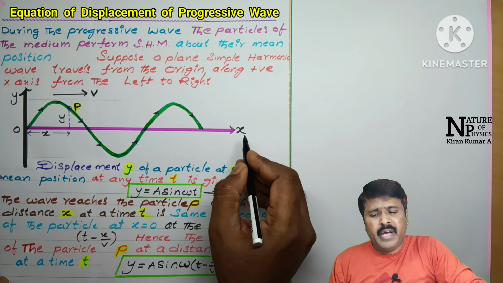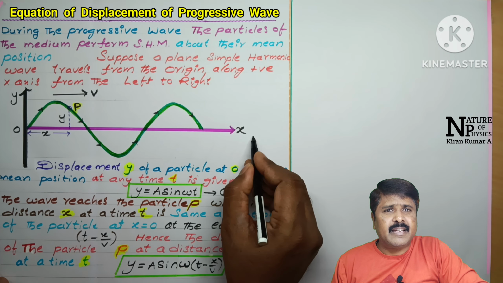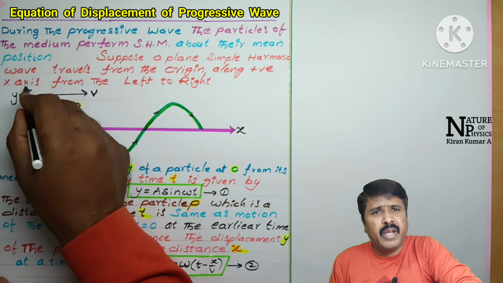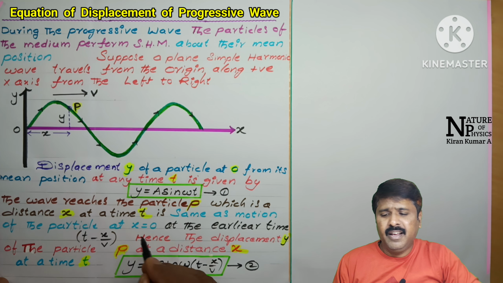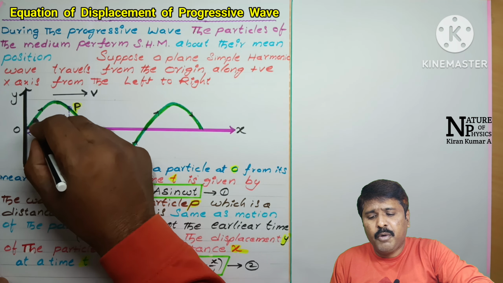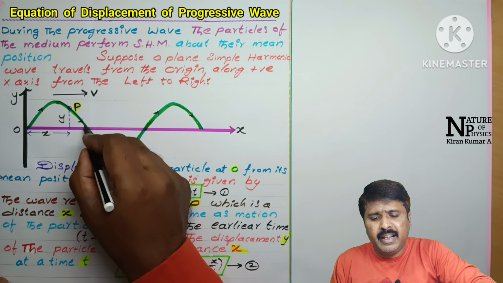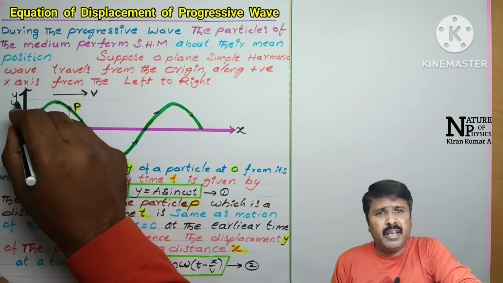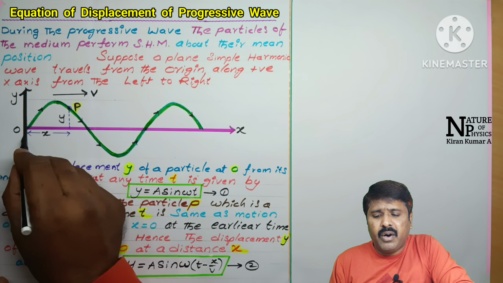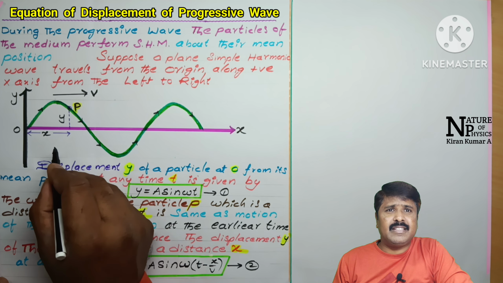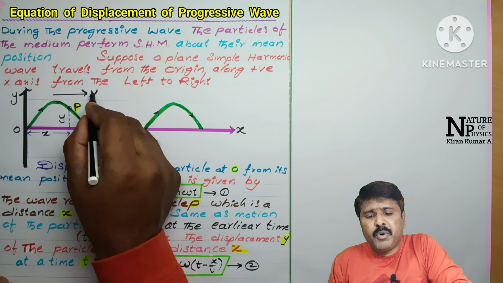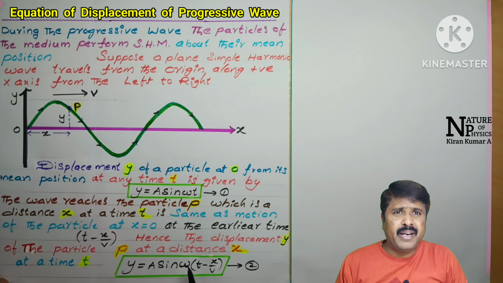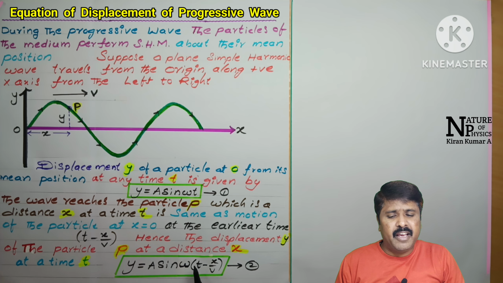Okay student, I am considering this as the x-axis and this as the y-axis. O is the origin. See student, this is the progressive wave traveling like this. At a particular position, its vertical displacement is y along the y-axis and its horizontal displacement is x, and the wave is moving with a velocity v, clearly represented in the diagram.